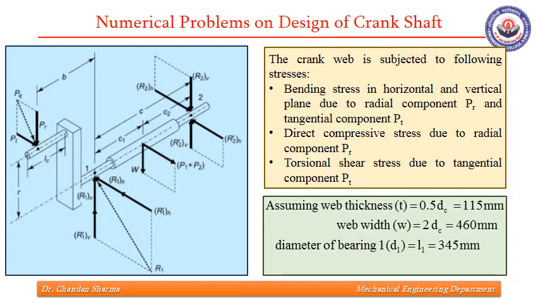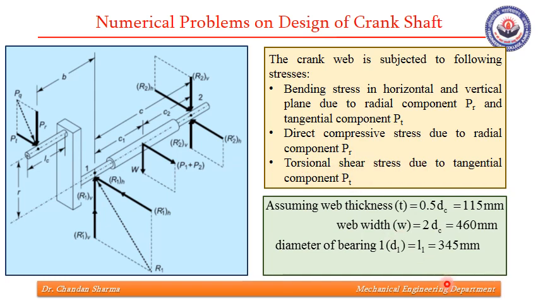Now let us come to the design of crank web. We know that a crank web is subjected to the following stresses. First is bending stress in the horizontal plane and vertical plane due to force components PR and PT. Then direct compressive stress due to radial component PR, and torsional shear stress due to tangential component PT.